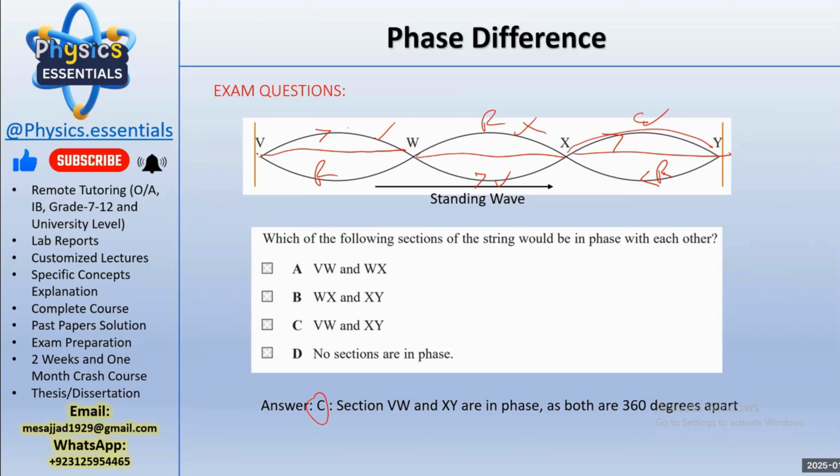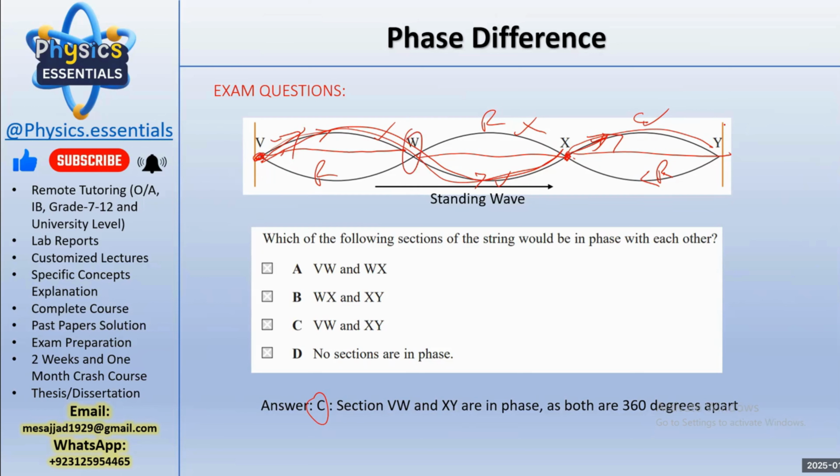Now, V and X have 360 degrees between the two. So the first condition is satisfied, that they must be 360 degrees apart. Second, they will be traveling in the same direction. You can see that from here X is moving up and from here V is moving up, right? And the third point was they must have the same distance from the mean position. Both are at 0, 0. So all three conditions are satisfied.